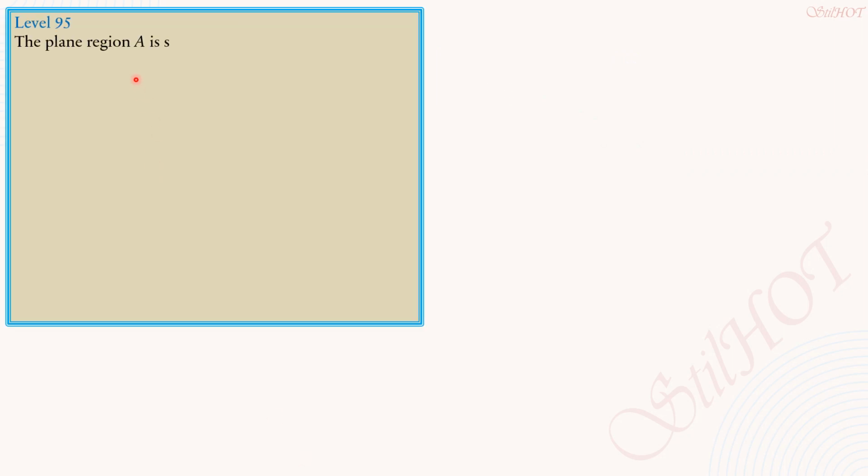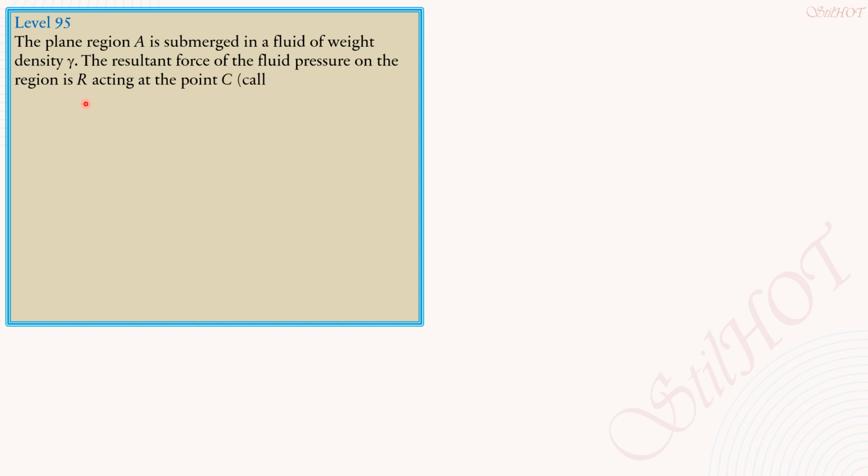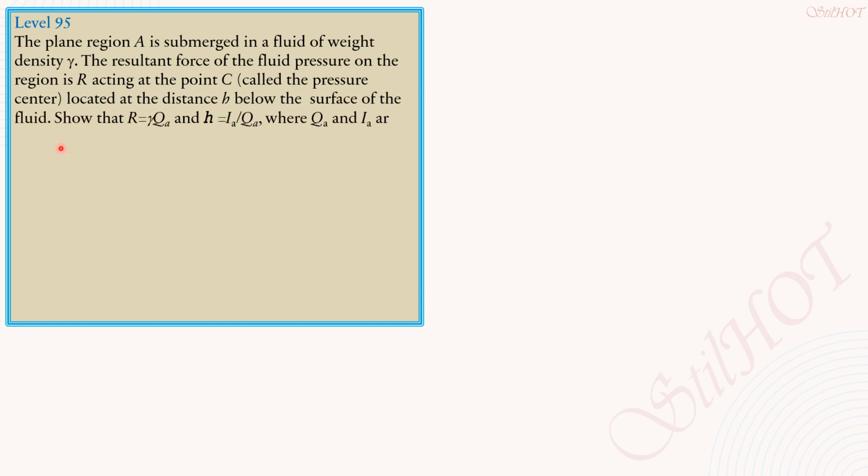Level 95. The plane region A is submerged in a fluid of weight density gamma. The resultant force of the fluid pressure on the region is R, acting at the point C called the pressure center, located at the distance h below the surface of the fluid. Show that this R is equal to the specific weight of the fluid, or weight density of the fluid, times QA, where QA is the first moment of area, and h is IA over QA, where IA is the second moment of area about the axis AA.